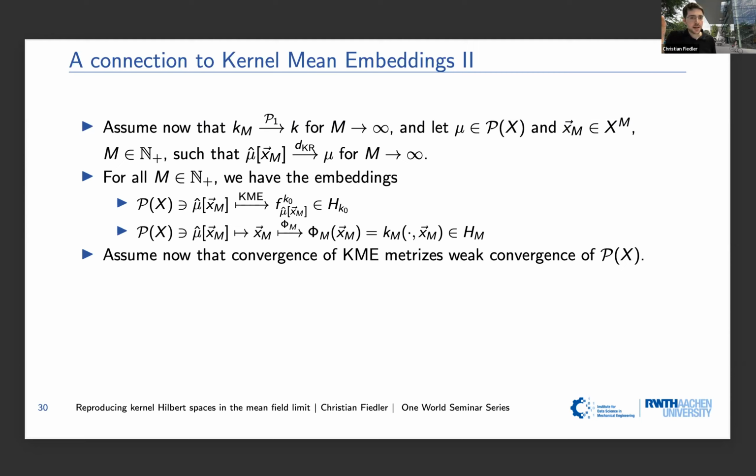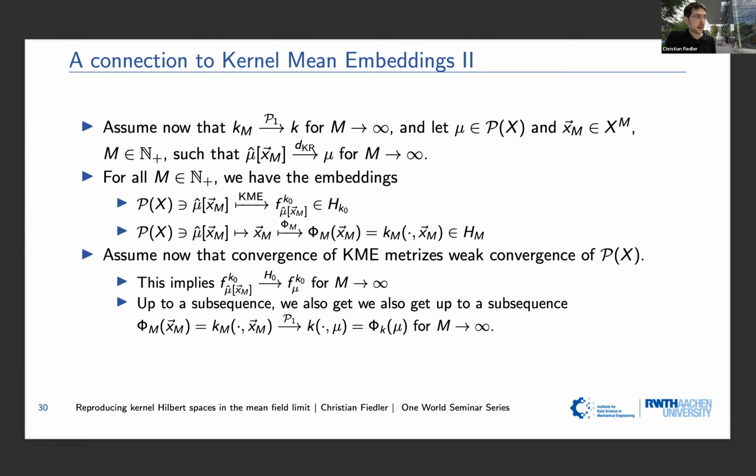Now, assume additionally that the convergence in KME metrizes weak convergence of probability distributions, which is a reasonably mild assumption under which this is the case. Then this implies that the resulting KMEs of the empirical measures converge in H0, in the RKHS, to the KME of this fixed measure. But on the other hand, up to a subsequence, we also get convergence of the direct embeddings into the double sum RKHSs HM to the embedding of phi m.